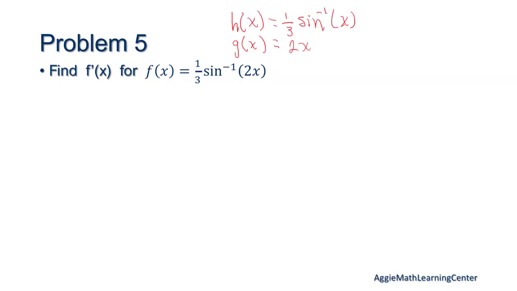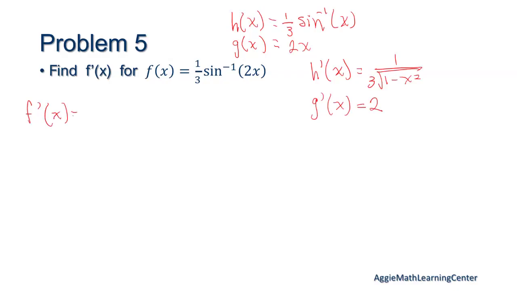Okay, so do we remember the derivative of arcsine? 1 over square root of 1 minus x squared. And it was positive because cosine was negative. I can't believe I remember that. Okay, and then this 3 is going to be hanging along, and then g prime of x is just 2. Okay, cool. So f prime of x is going to be equal to the derivative of our outside. So 1 over 3 square root of 1 minus x squared. But then this is just going to be a 2.